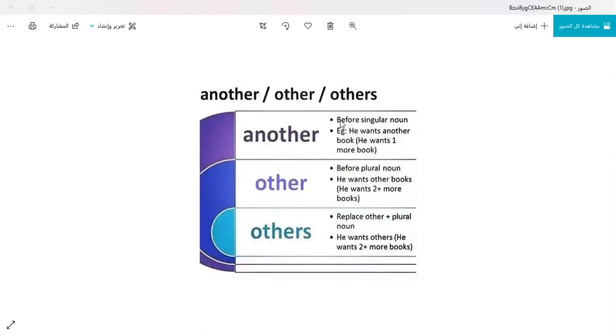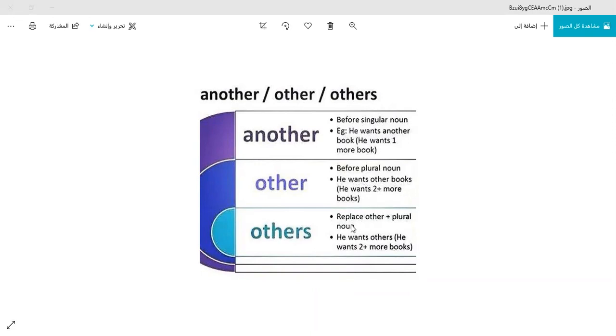As you can see here, we have another, other, and others. I use another before a singular noun, not a plural one. For example, he wants another book. So it means he wants one more book. Other before a plural noun, as we saw: he wants other books.